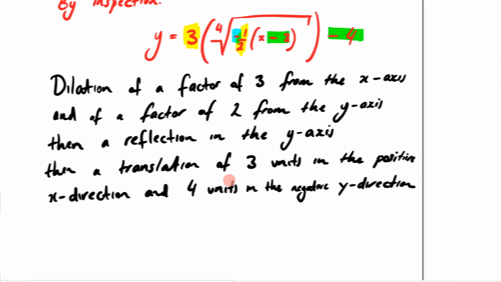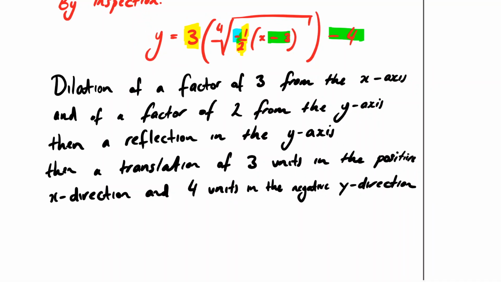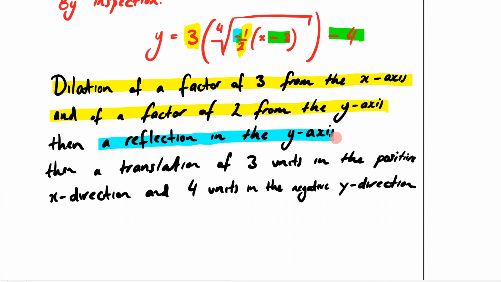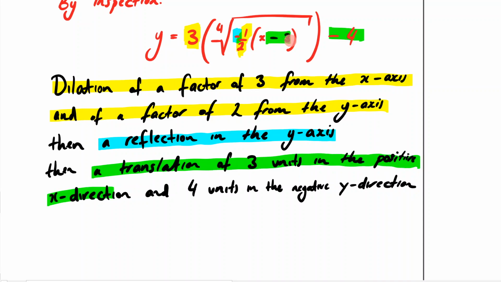Okay, so let's just kind of reflect on what we've just done. That pun was not intended. So we've got a dilation of a factor of 3 from the x-axis, which we read from here, and a factor of 2 from the y-axis, which we read from there. Then after that, we had a reflection in the y-axis. Then we had a translation of 3 units in the positive x direction, which we read from that minus 3, and then 4 units in the negative y direction, which we read from that minus 4 there.